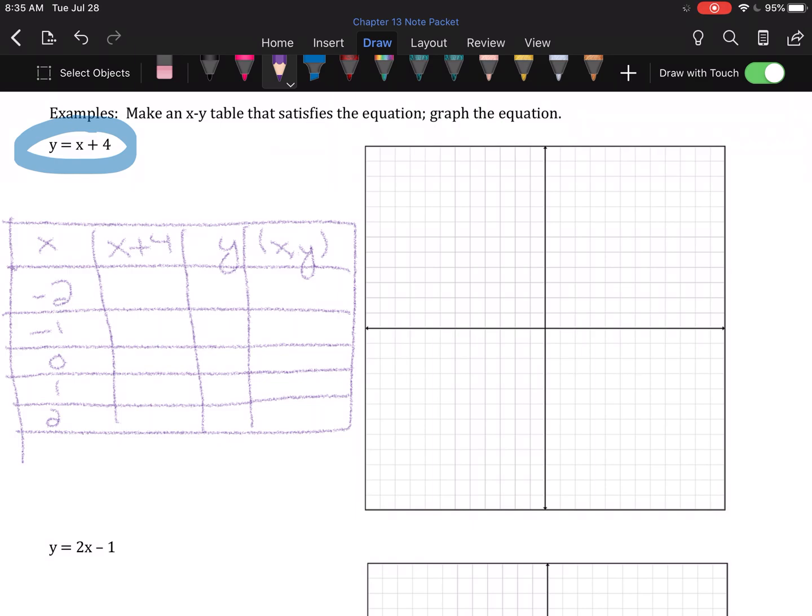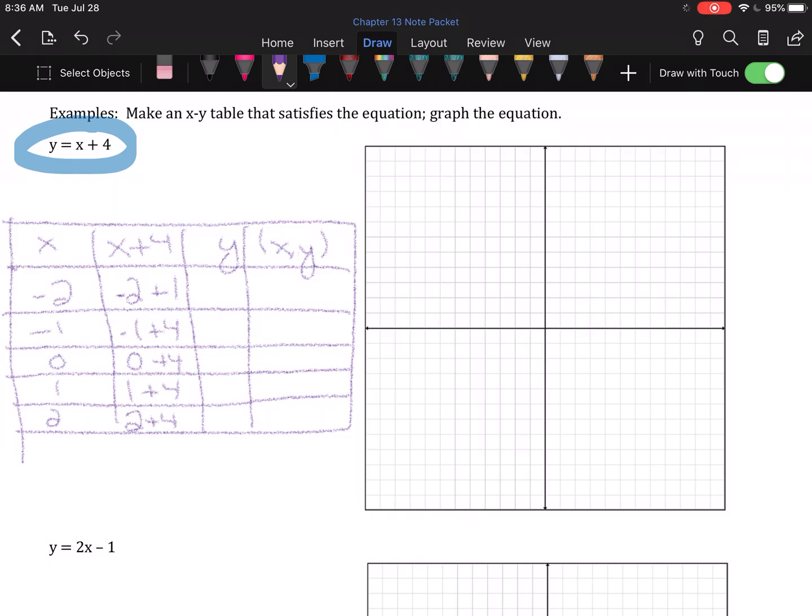So here's what we do. In the second column, I'm going to replace X with the numbers, meaning this first box is going to become -2 plus 4. The second box will be -1 plus 4 because on the second row, X is -1. In the third row, X is 0, so it's going to be 0 plus 4. In the fourth row, X is 1, so we're going to have 1 plus 4. And we'll have 2 plus 4 on the bottom.